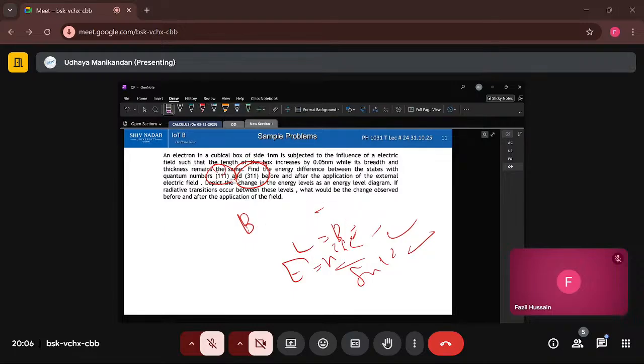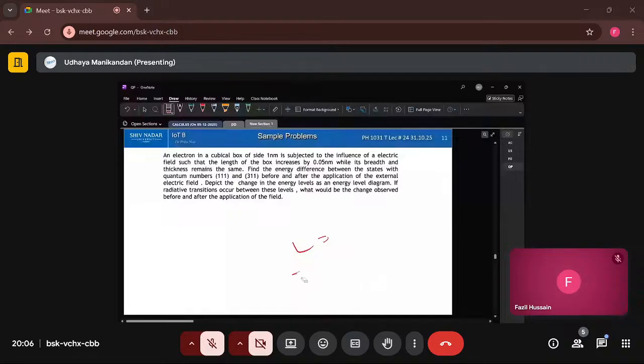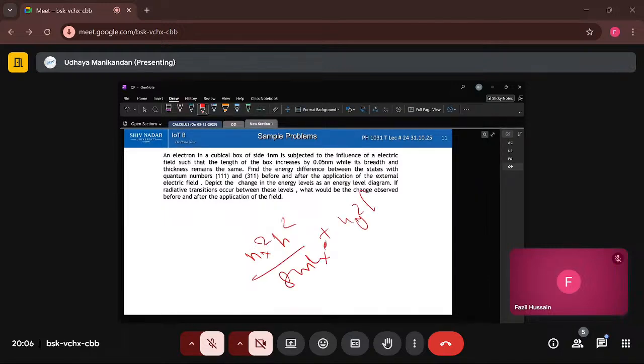Fine. Now, in the second case, when the electric field is applied, the length increases by 0.05 nanometer, but breadth and thickness remain the same, right? So you will take nx squared h squared by 8 m Lx squared, where Lx alone will be different, plus ny squared h squared by 8 m Ly squared, where Ly and Lz will be the same, which are the breadth and thickness. That is a key idea here. You can apply nx, ny, nz for both these cases, and you can check how the energy is going to be different.